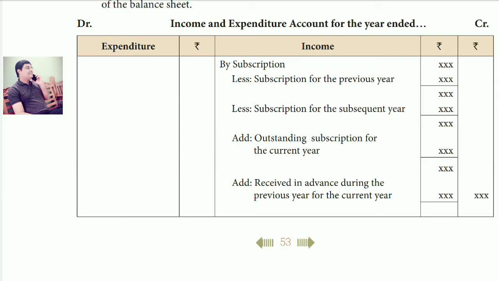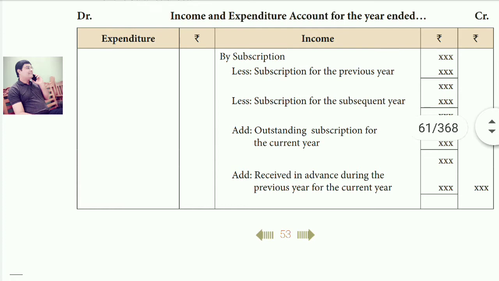Class 12 income and expenditure account, how to prepare the subscription account, how to do the subscription sum. So this is the format for subscription. By subscription, less subscription for the previous year, less subscription for the subsequent, means next year. Add outstanding subscription for the current year, means current year outstanding you have to add it, and add received in advance during the previous year.